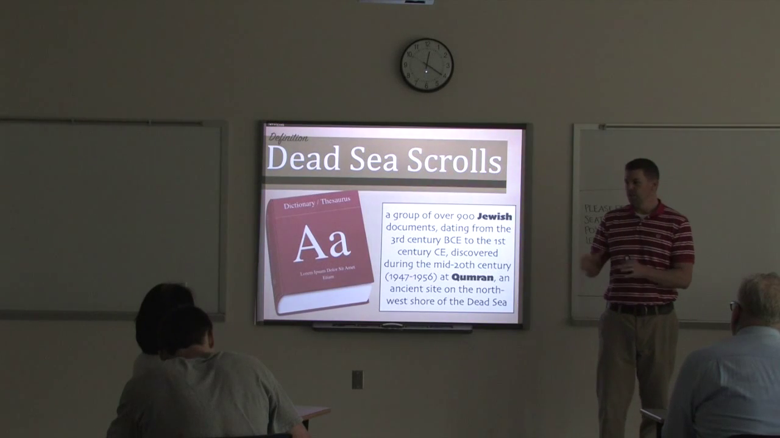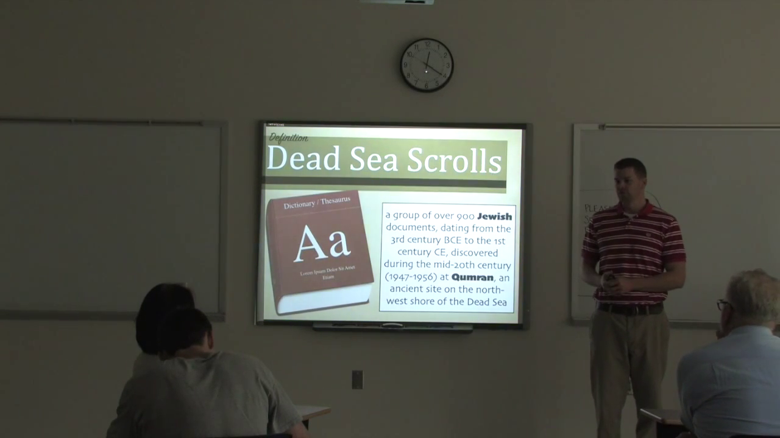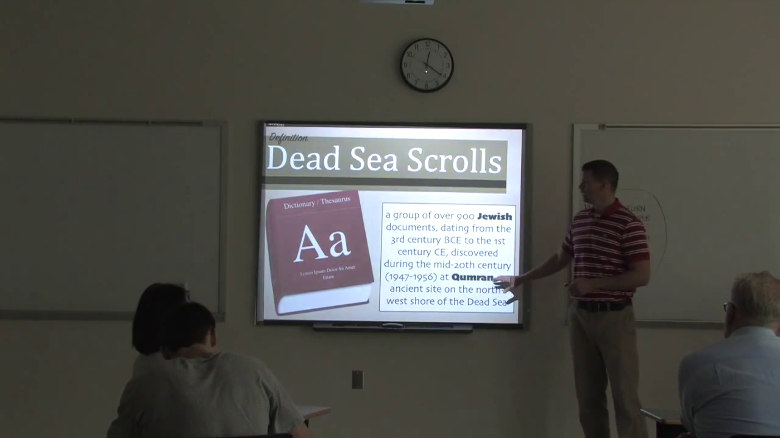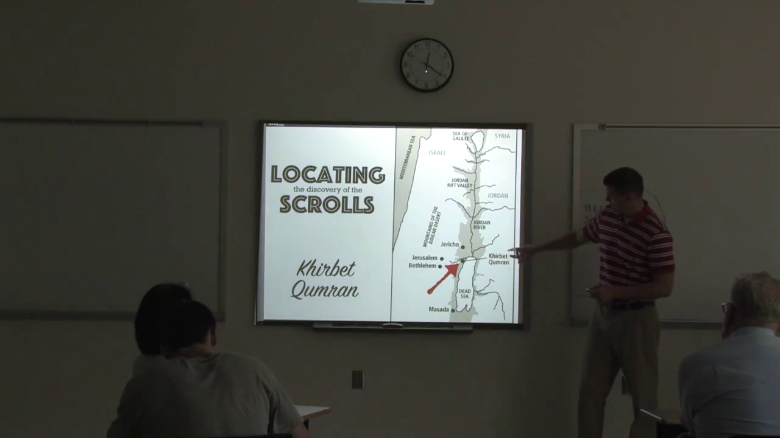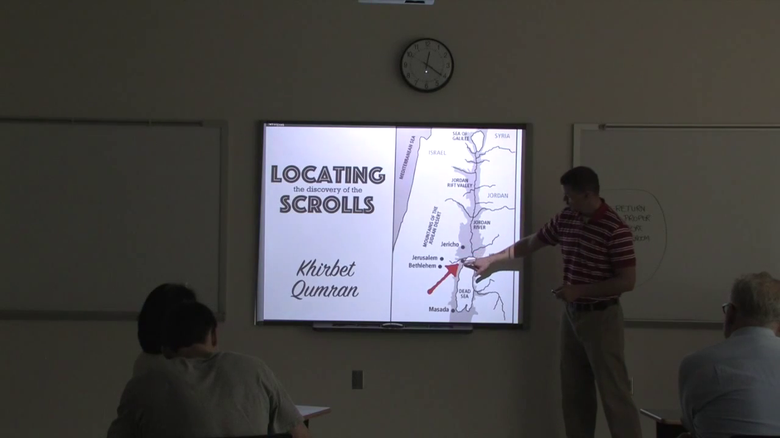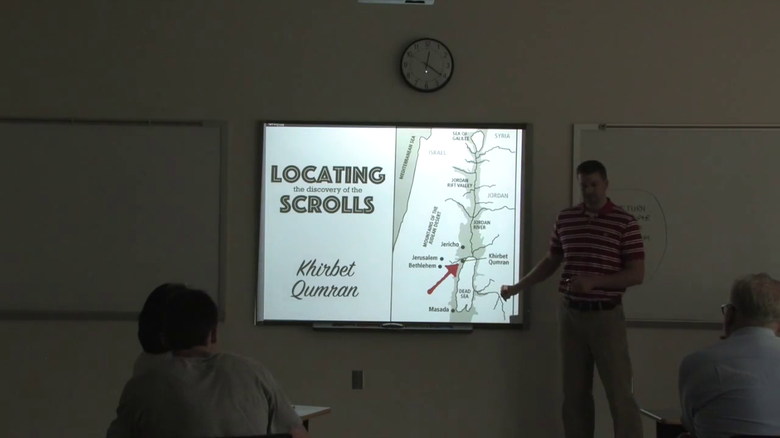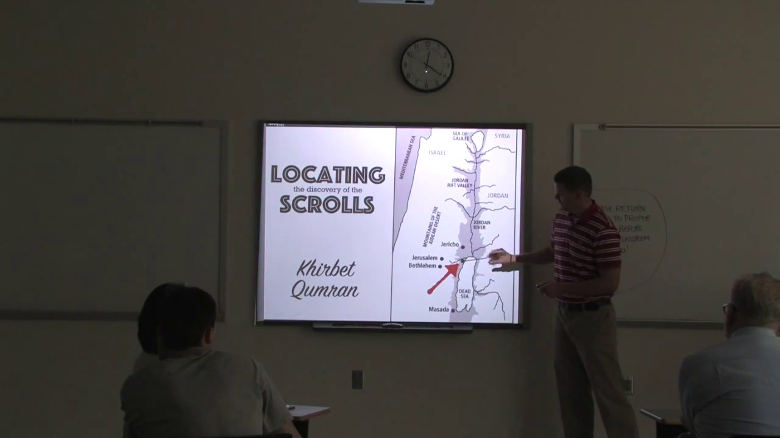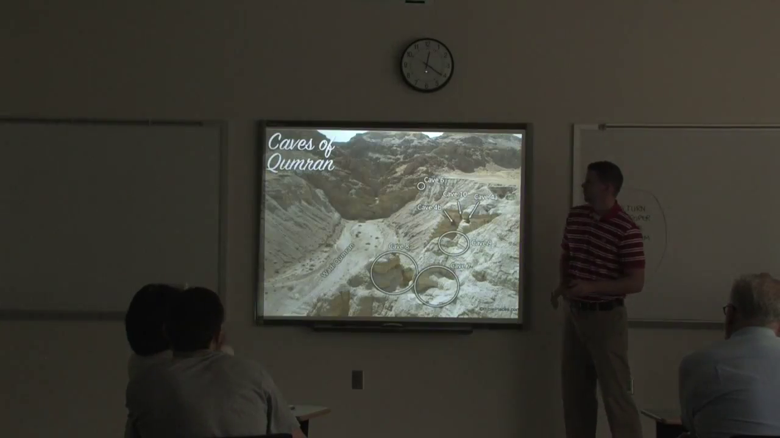So we have these from the middle of the 20th century. These were first discovered, and they were found in a place called Qumran. And I'll show you a picture of this. Qumran is located just in the northwestern corner, the edge of the border of the Dead Sea. So this is right to the east of Jerusalem, Bethlehem, that area. That's what we're looking at.